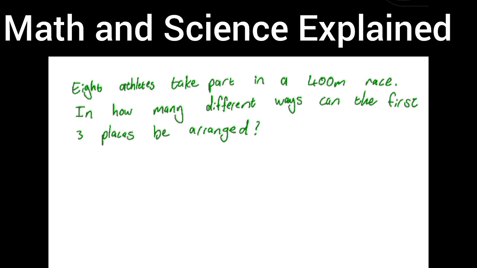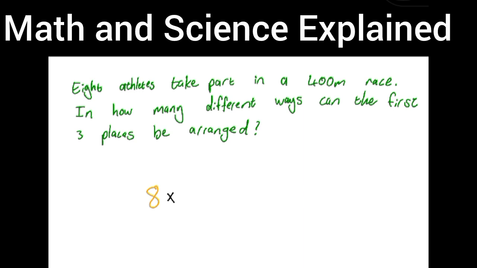So let's use this example question here as an introduction to counting problems. We're told 8 athletes take part in a 400-meter race, and then we're asked in how many different ways can the first 3 places be arranged. So let's think, how many different athletes can possibly place first? Well, any of them. There are 8 of them that can possibly take the first place, so there are 8 different ways in which we can arrange first place.